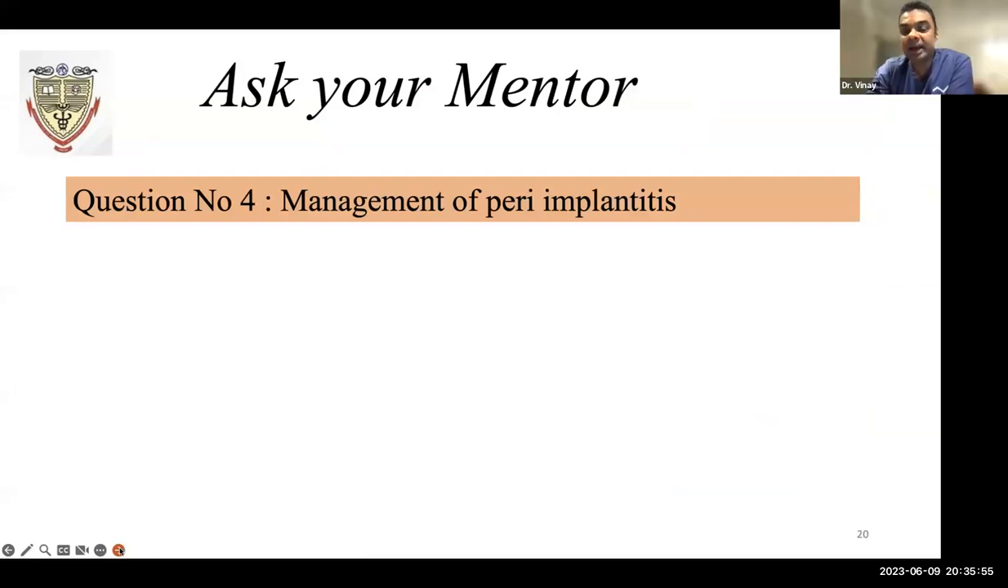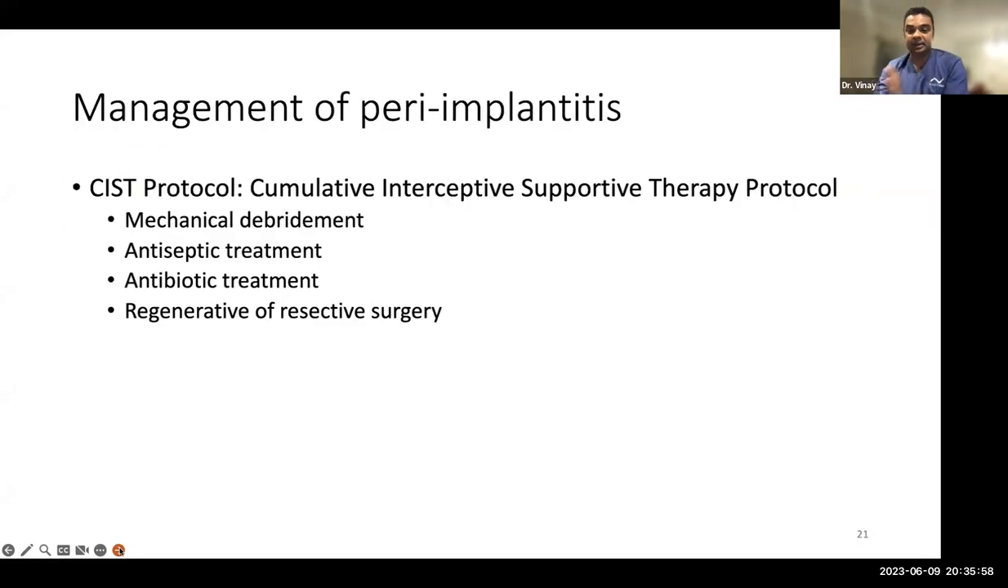Okay. So management of peri-implantitis, this is rather straightforward. It's been talked about for a long period of time, and it's a CIST protocol. I've put in one paper by the editor of COIR, Lisa Heitz-Mayfield. How can I even forget? She's done a really good systematic review. The protocol is the CIST protocol, that is cumulative interceptive supportive therapy protocol.